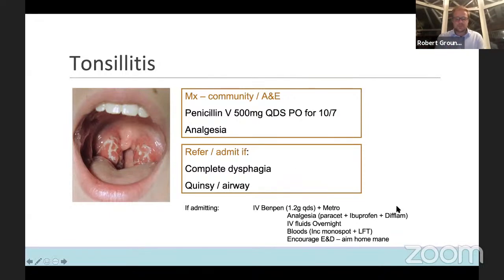From our side, this is a slide I've taken from our ENT inductions, but I tend to just offer it so that you know where we're going. So if we've got absolute dysphagia, we really can't drink even fluids, then we'll tend to admit them and convert that penicillin into benzylpenicillin. We think about metronidazole, and we send off for Epstein-Barr virus in the form of monospot or LFTs, and give them some IV fluids.